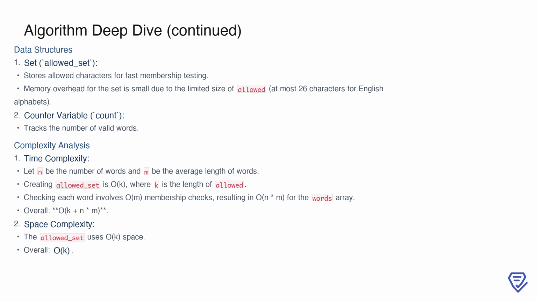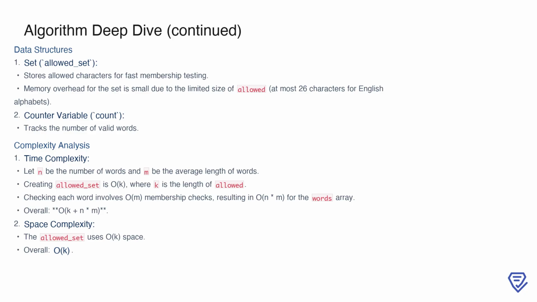If n is the number of words and m is the average length of the words, creating the allowed_set takes k time, where k is the length of the allowed string. Checking each word involves one membership check per character, which is m, and doing this for all words results in a total of n * m. Therefore, the overall time complexity is k + n * m.